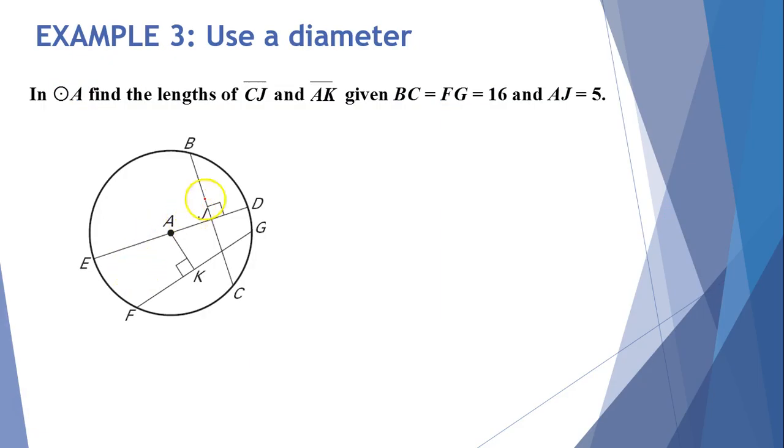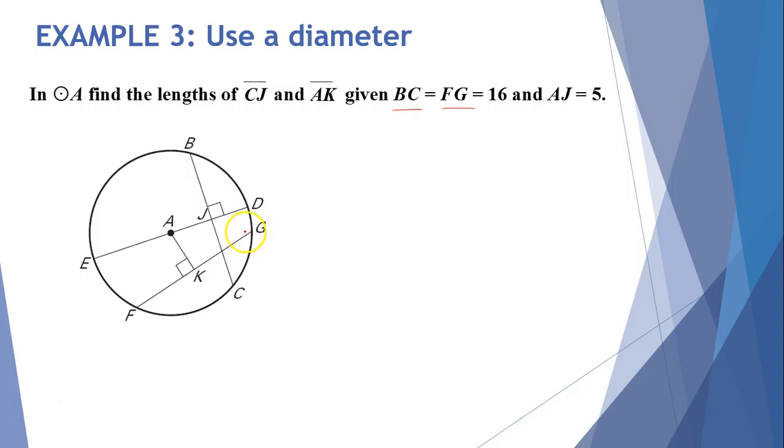All right, so here's our last exercise that we're going to do together. It says, in circle A, find the lengths CJ and AK, given BC equals FG, which equals 16, and AJ equals 5. Okay, so let's look at this. BC and FG. This segment right here, that chord, BC is 16. And then FG is also 16.